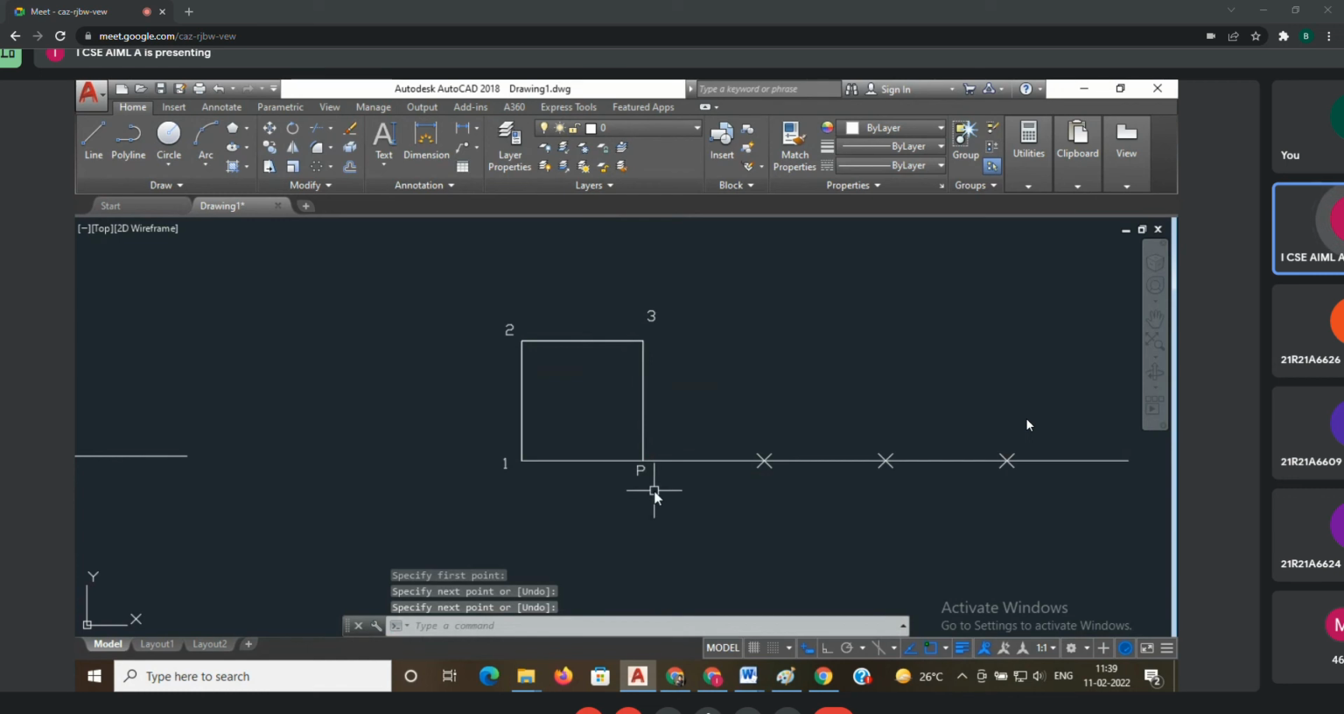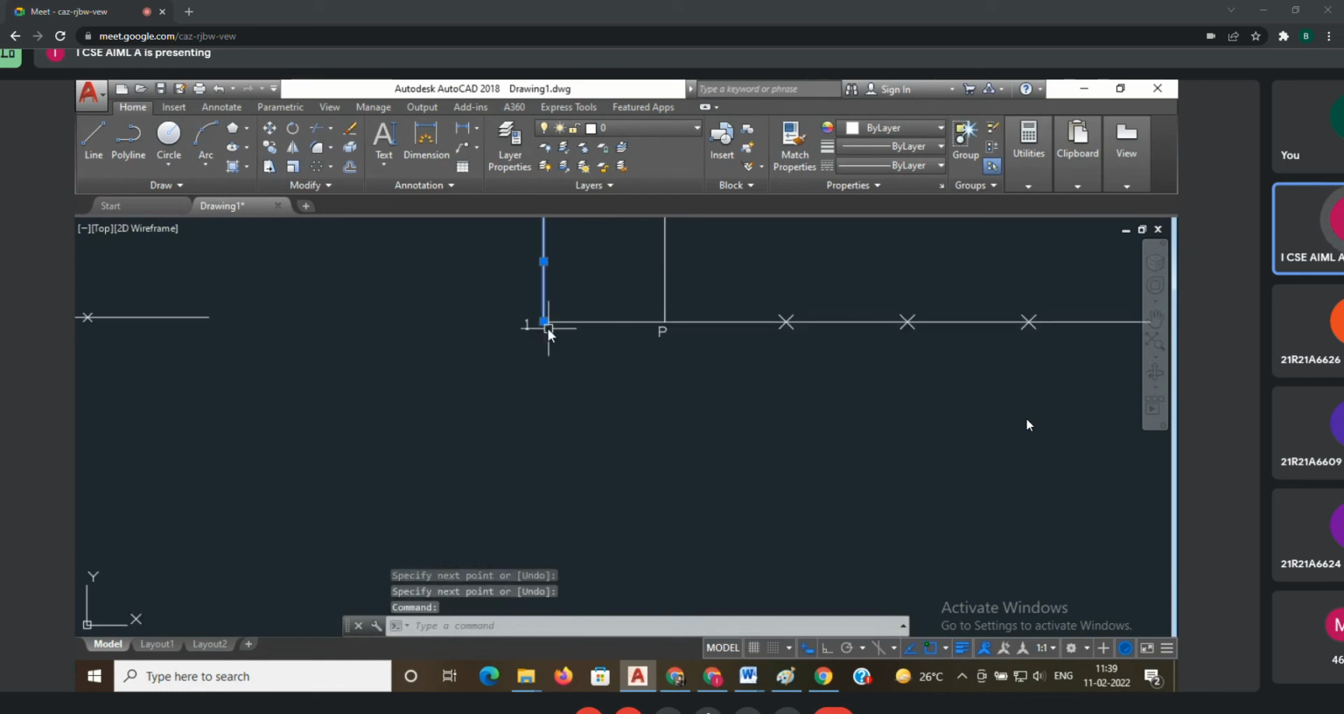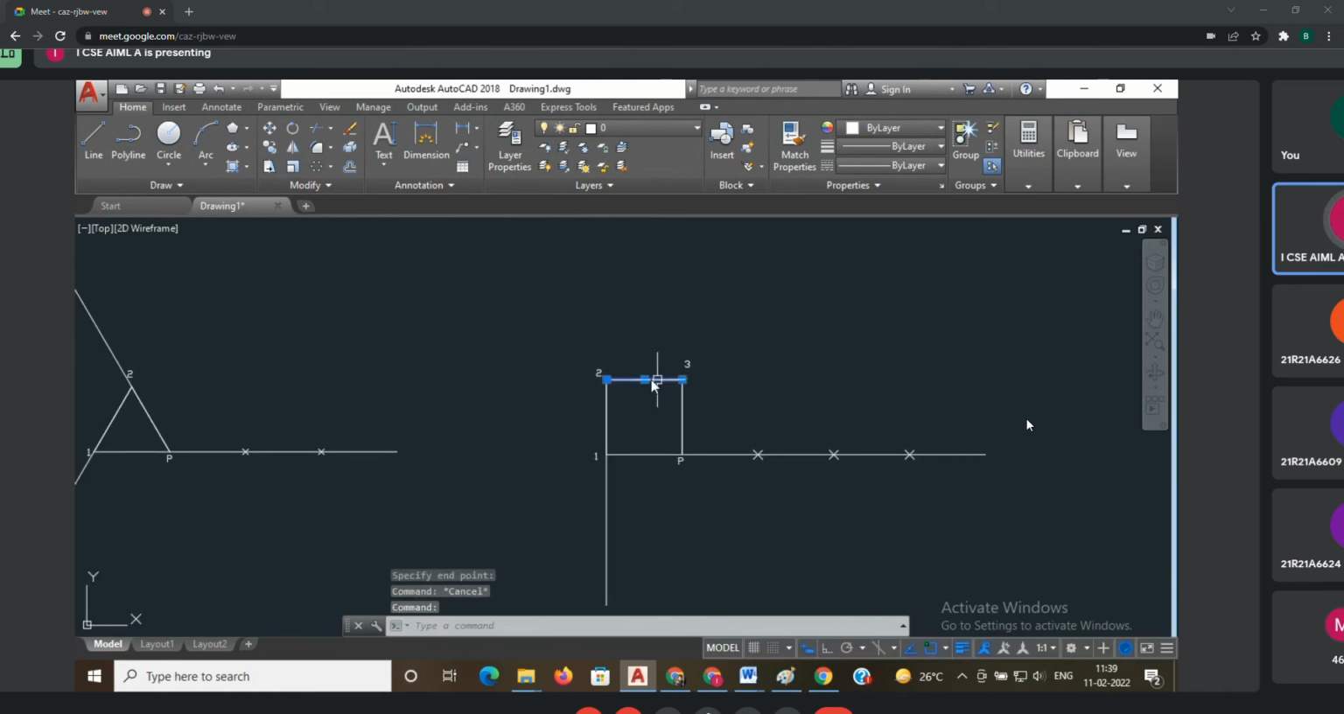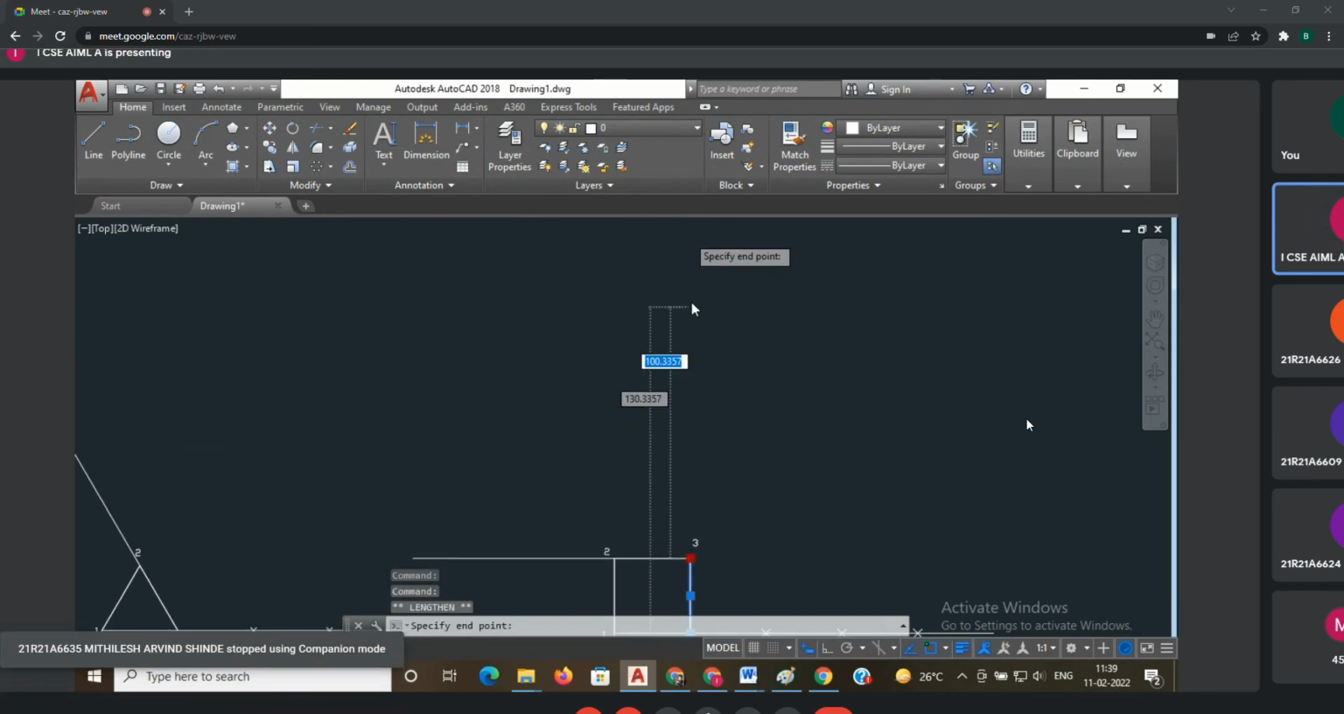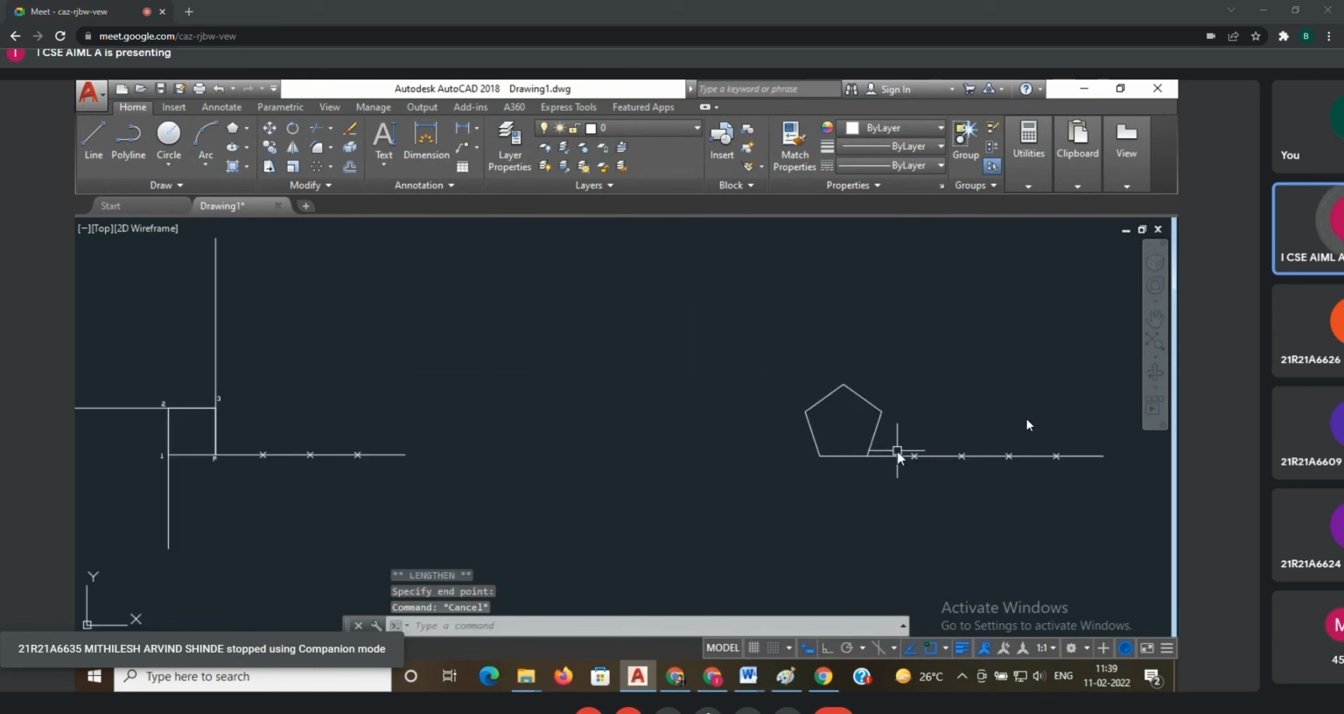Now I have drawn one horizontal line from P. Now from 1 also, I want to draw the horizontal line. Select here, go for lengthen, draw the length. From 2, select this line, go for lengthen, draw a lengthy line. Next from 3, select this end point, go for lengthen, vertical upward. Done. Same for the pentagon also.